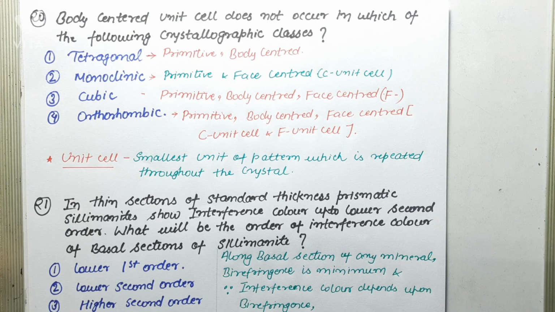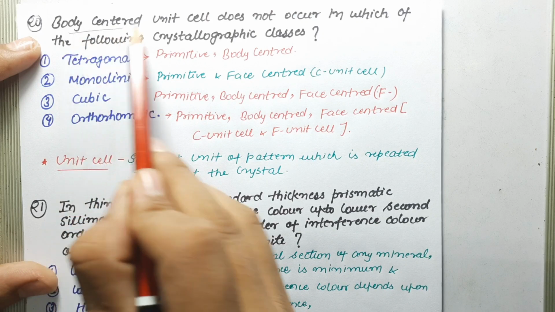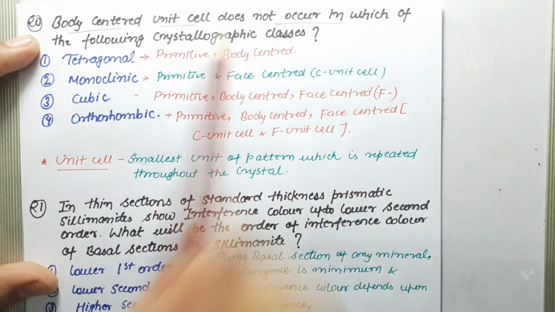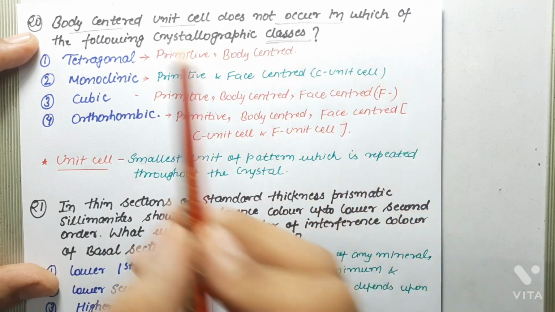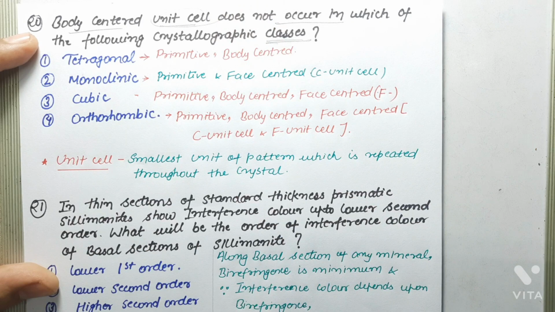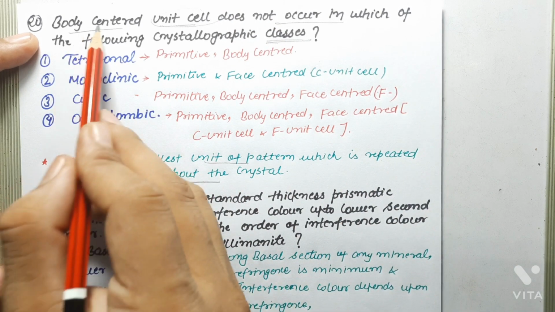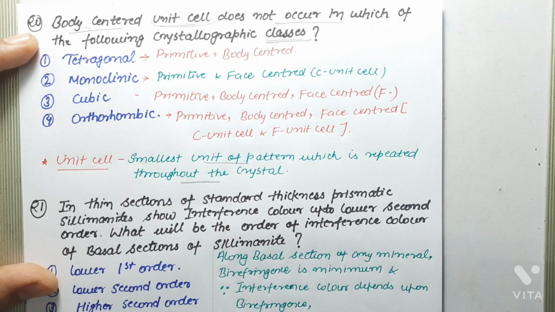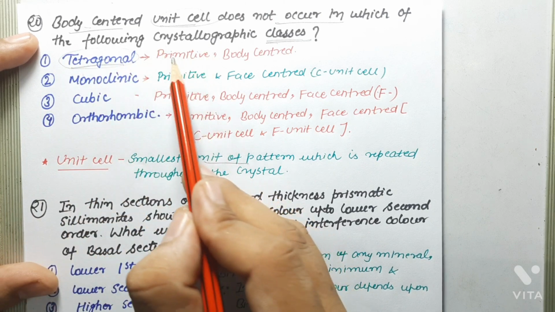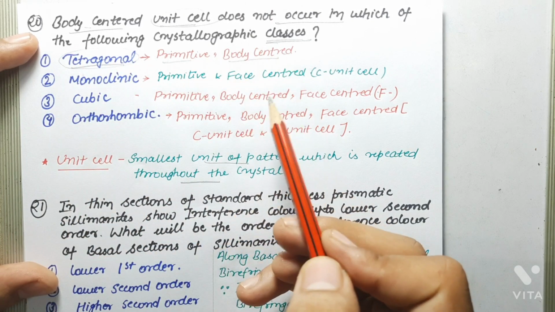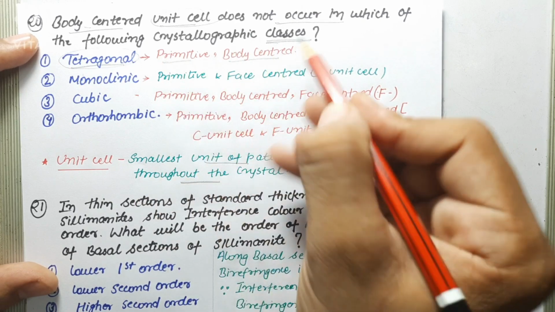Next question says, body centered unit cell does not occur in which of the following crystallographic classes? So first of all, what is a unit cell? A unit cell is the smallest unit of pattern which is repeated throughout the crystal. Now what is a body centered unit cell? Body centered unit cells are those that contain a lattice node at the corners and also at the center. Okay, so the tetragonal crystal system contains primitive unit cell and body centered unit cell. So this system contains body centered unit cell.